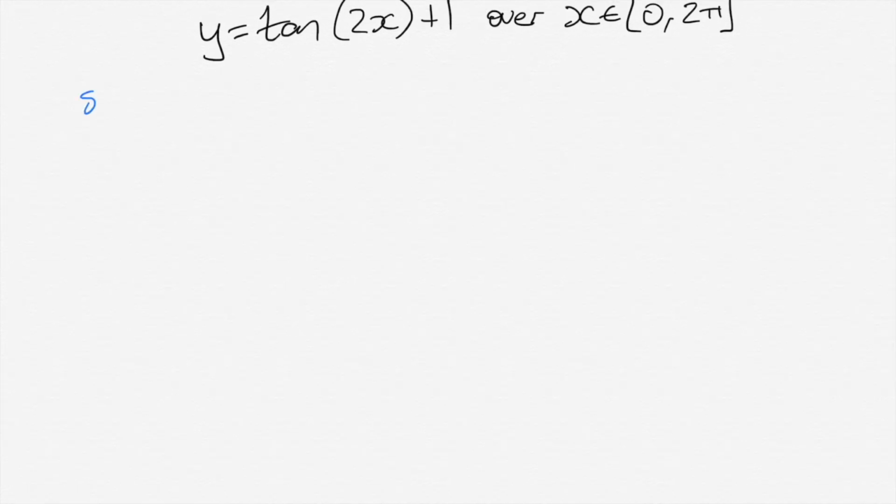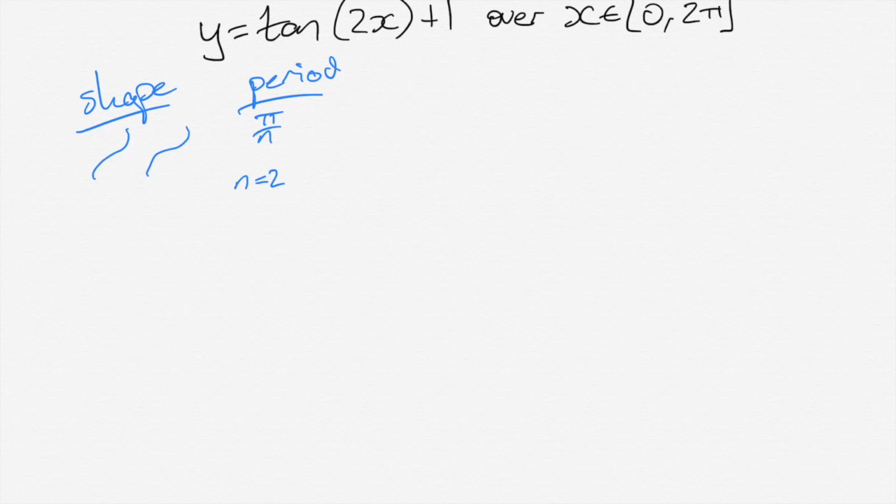Right, let's start by thinking about the shape. Are there any reflections? No, so this is a standard positive repeating tan graph. Let's think about the period. We know that the period is pi on n. In this case, n is equal to 2, so the period is pi on 2.